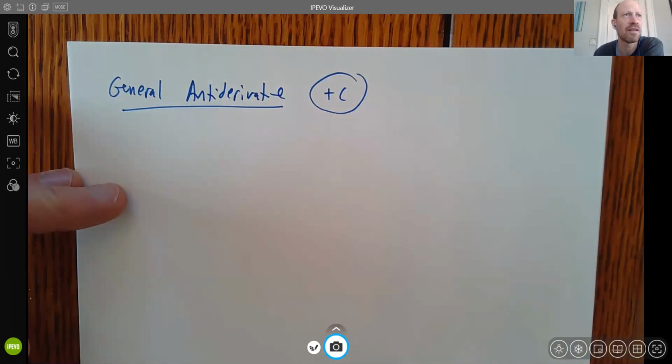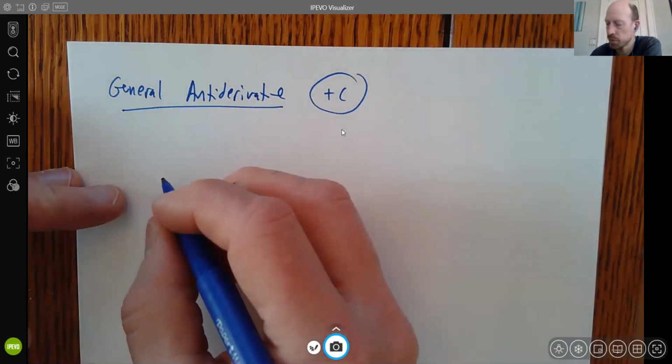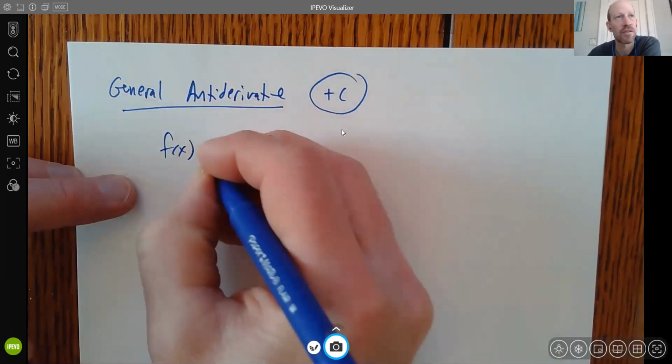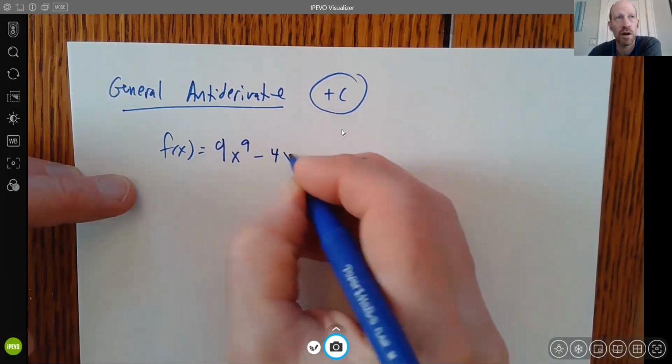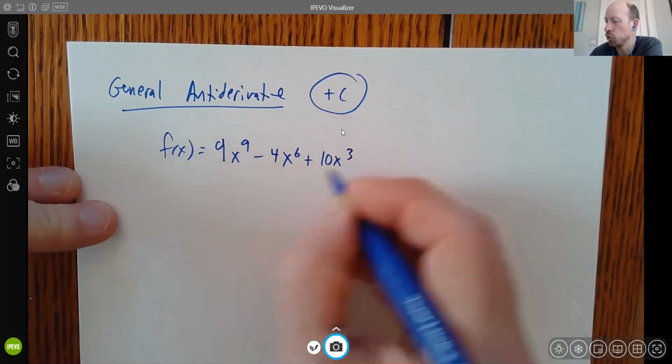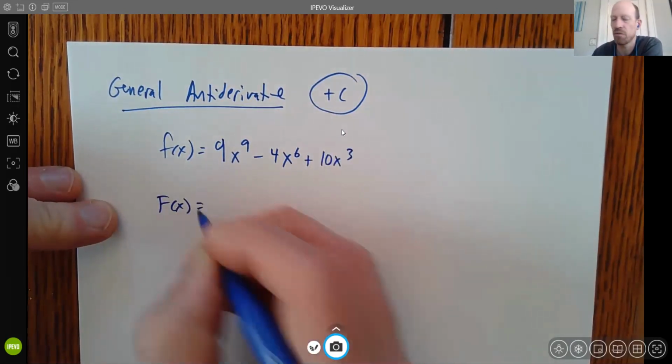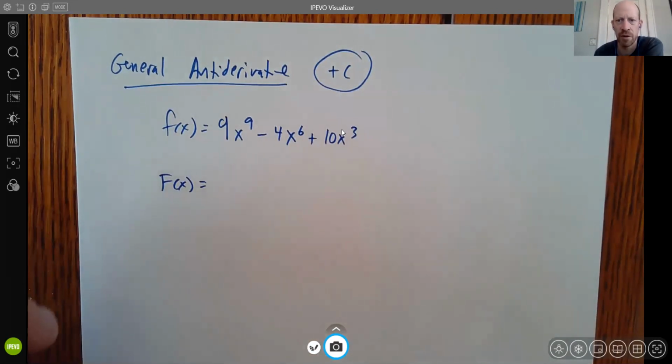In number 8, sorry, which was the question again? Let me look here. Yeah, number 8. So they tell you f of x is 9x to the 9th minus 4x to the 6th plus 10x cubed. And those numbers may well be different for you, but they'll be similar.